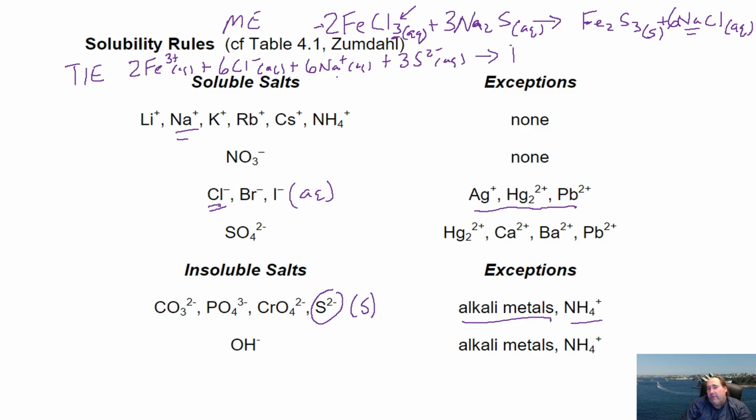Going to the other side, remember our solid will stay together. Our sodium chloride will break apart, so again, that 6 gets distributed. 6 sodiums and 6 chlorides in this case. That is our total ionic equation. Looking at it, we can now find our spectator ions.